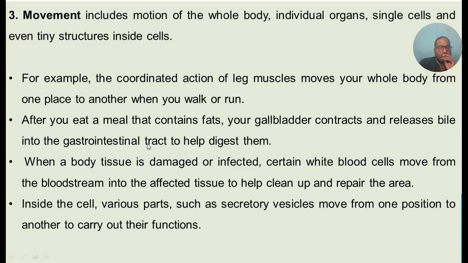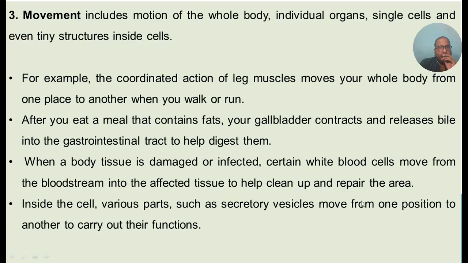Next, when a body tissue is damaged or infected, certain white cells move from the bloodstream into the affected tissue to help clean up and repair the area. So there is a movement of white blood cells in the bloodstream.